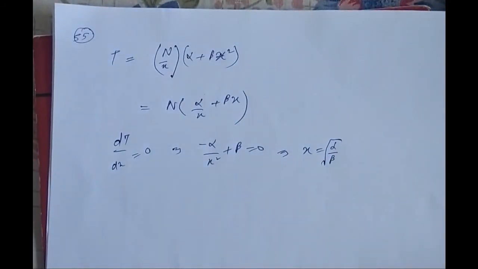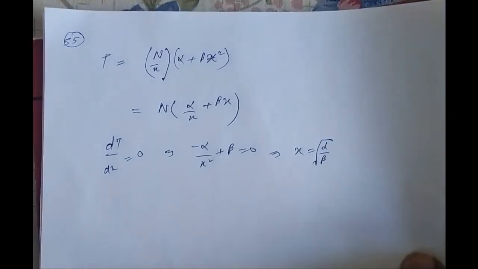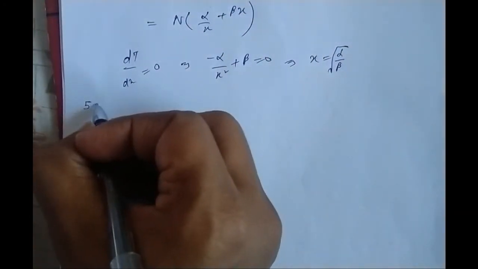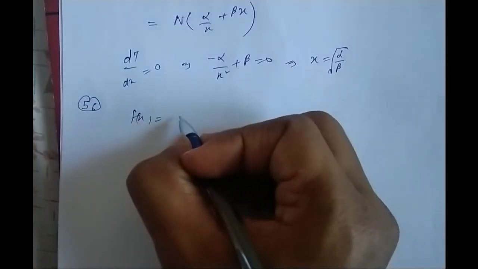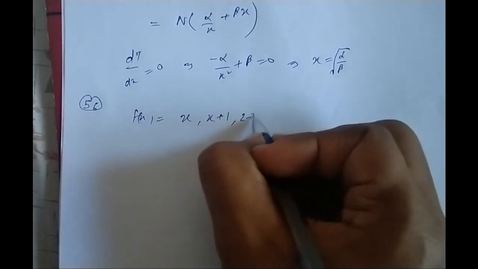Okay, moving on to the next question, question number 56. So the minimum value of the function defined by f(x) is equal to f(x) is equal to maximum of x, x plus 1 and 2 minus x.